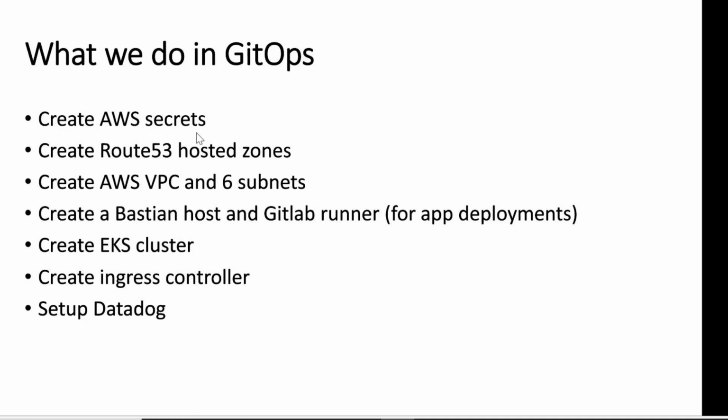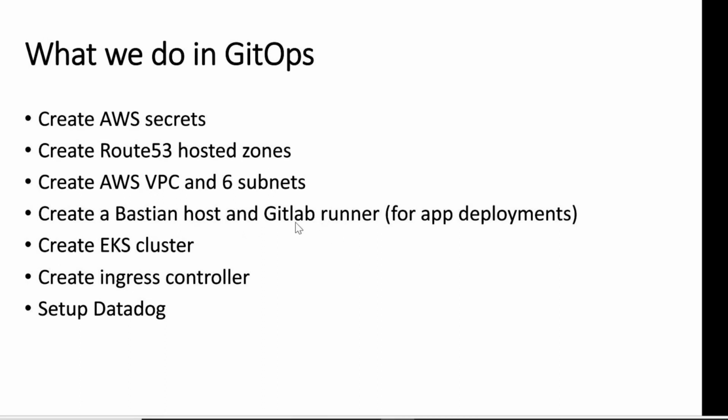We are going to create AWS secrets, as I mentioned. Then we are creating Route 53 hosted zones, because each application should be accessible from outside, since these are all customer-facing applications. So there will be subdomains we create for each account. Okay, so Route 53 is necessary. Then create an AWS VPC with six subnets. Then create a Bastion host to log into the EC2 instances if needed, and a GitLab runner.